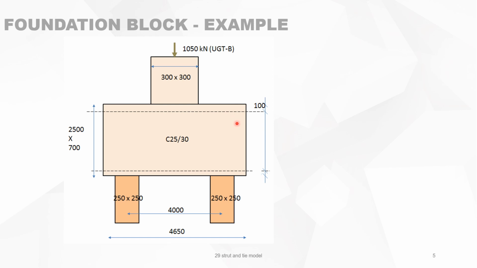We have a foundation block with a total load of 1050 kilonewton in ultimate limit state persistent. There are two piles, it's a symmetric block, and there are some dimensions given as is stated in this figure.